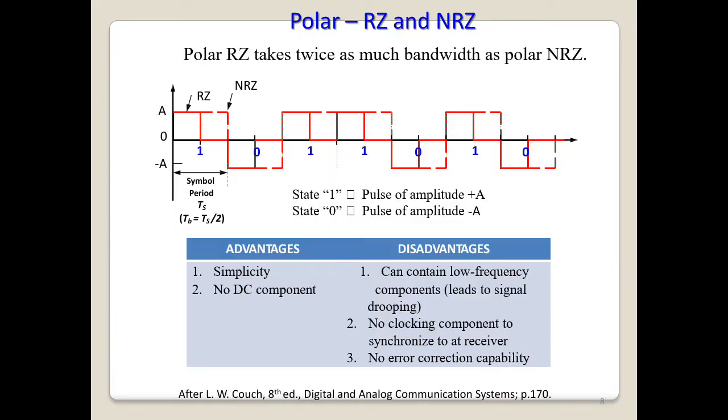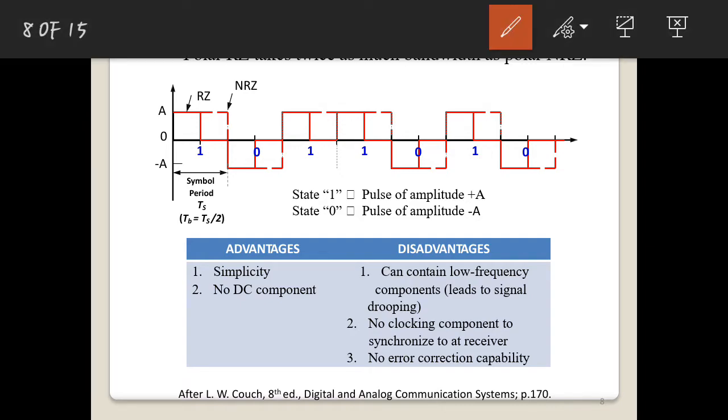Now we go for the second one, which we call polar RZ and polar NRZ. In polar RZ and polar NRZ, the levels are set as plus A and minus A. Bit 1 is represented as positive A and bit 0 is represented as negative A. If it is NRZ, it will occupy the entire time period. If it is RZ, it will occupy half the time period.